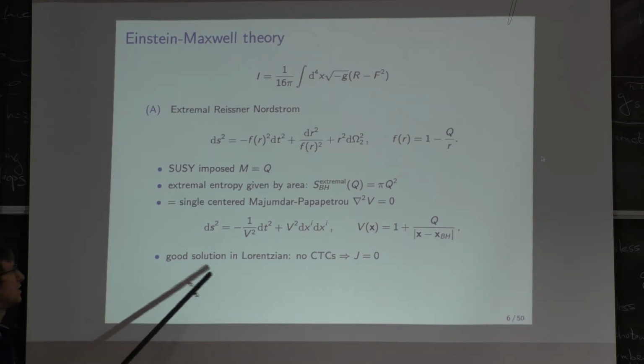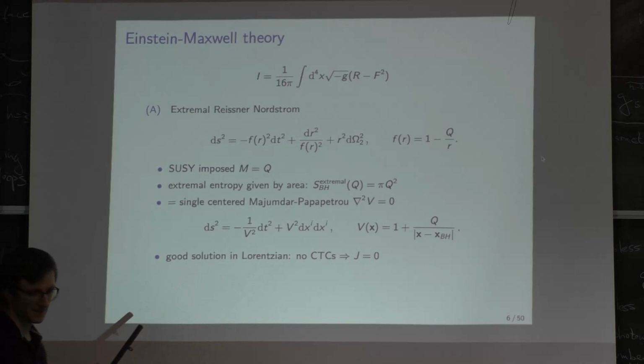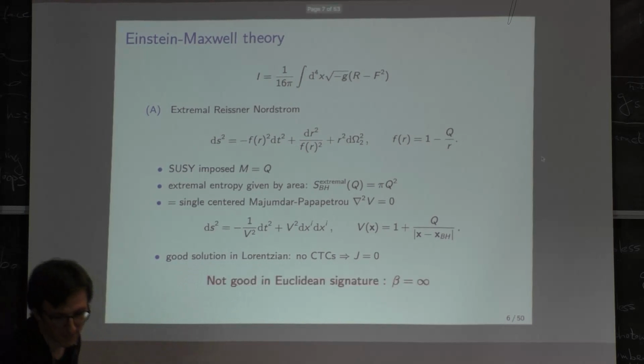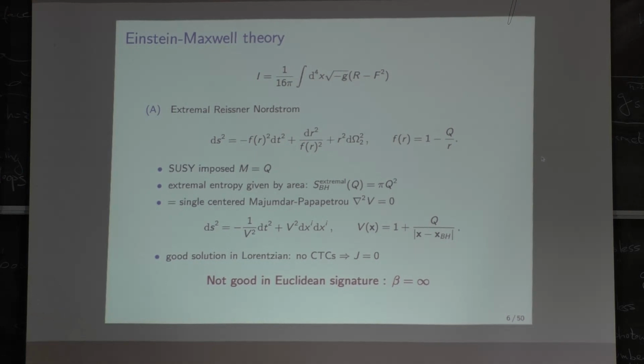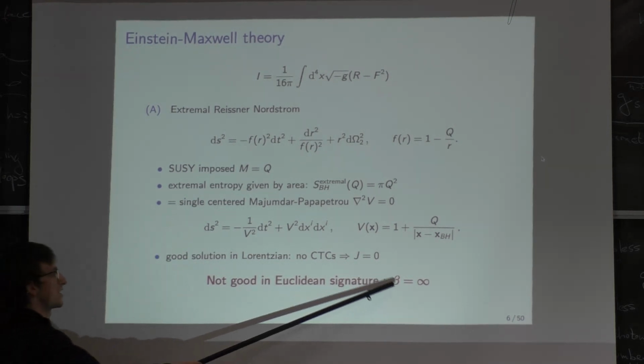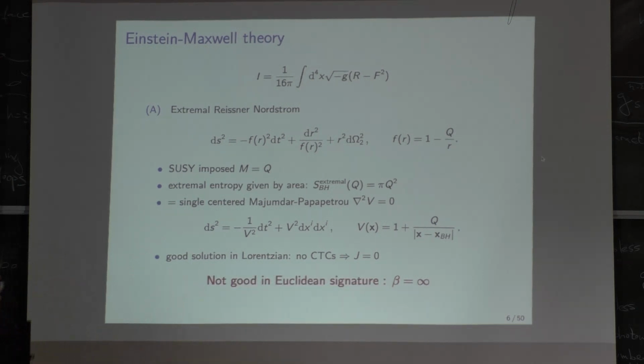Now these solutions are good in Lorentzian signature, as they do not contain any closed time curves. However, they are bad in Euclidean signature, because in Euclidean signature we would like to impose, following the Hawking prescription, that the asymptotic time circle is periodic and has finite period beta. However, the regularity of these geometries would require us to fix inverse temperature beta to infinity, so we're directly forced to work with zero temperature solutions.